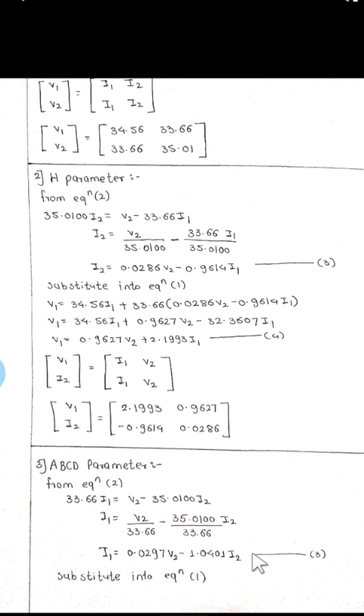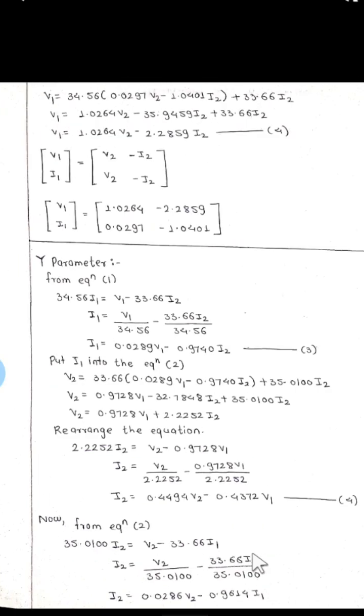We substitute this equation number 3 in equation number 1. Then we get V1 is equal to 34.56. We substitute here the I1 value, that is 0.0297 V2 minus 1.0401 I2, plus 33.66 I2. By simplifying this, we get the equation for V1, that is V1 is equal to 1.0264 V2 minus 2.2859 I2. We consider this as equation number 4.